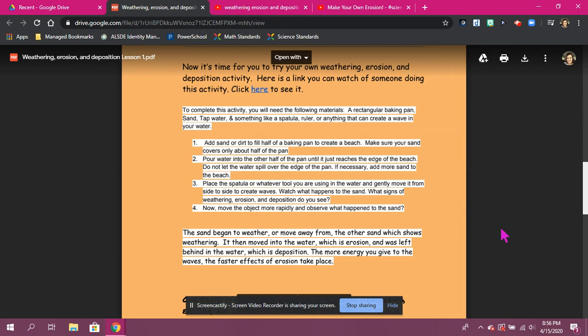Place the spatula or whatever tool you are using in the water and gently move it from side to side to create waves. Watch what happens to the sand. What signs of weathering, erosion, and deposition do you see? Now, move the object more rapidly and observe what happened to the sand.